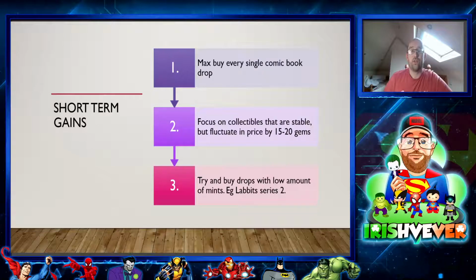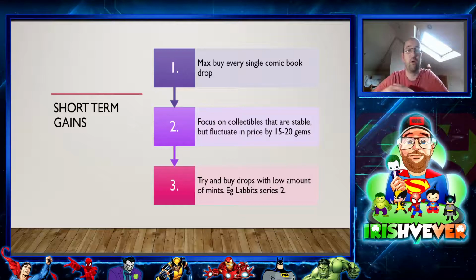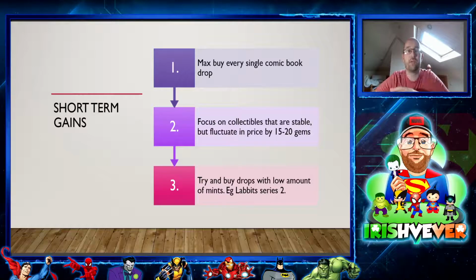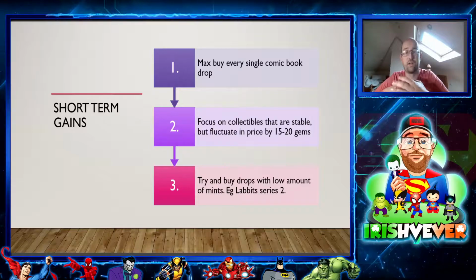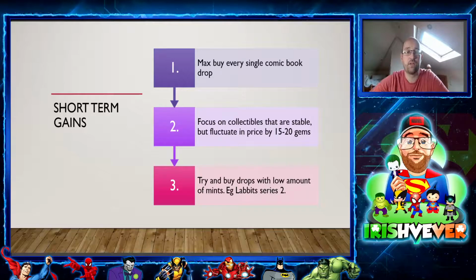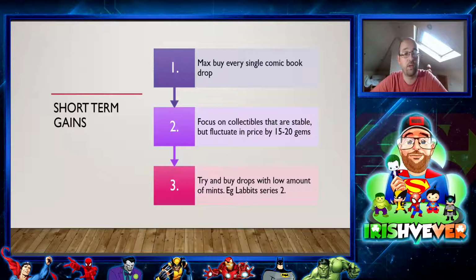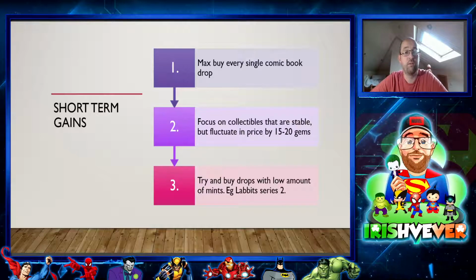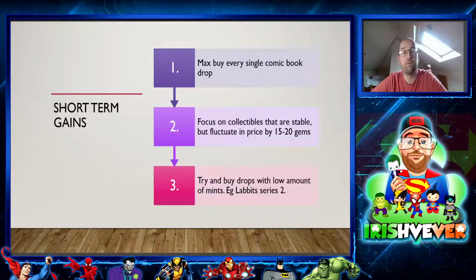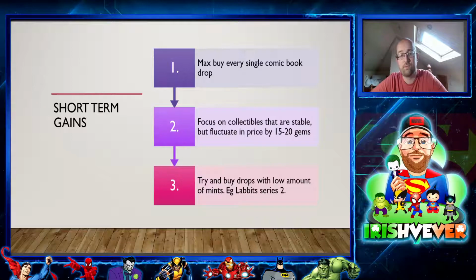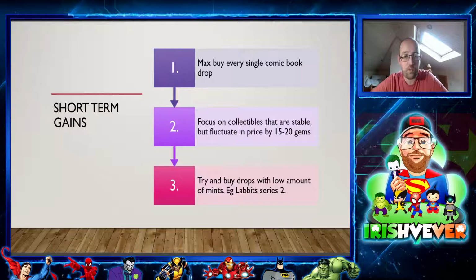The comics on the app have obviously brought in these other people to the app, people from the comic book world, which is fantastic, and that's where all the movement, all the action is happening at the moment on the app. Okay, so number one, max buy every single comic book drop that you can. Number two, focus on collectibles that are stable but fluctuate in price by approximately 15 to 20 gems. I'll get to what that looks like in a minute.